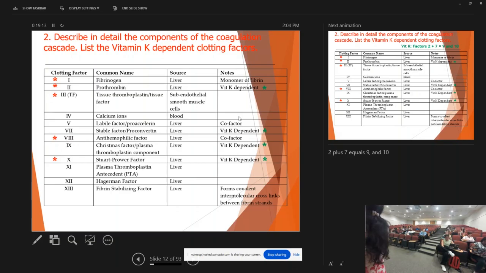And also, I mentioned that some of them are vitamin K dependent, right? So like 2 plus 5 equals 7.